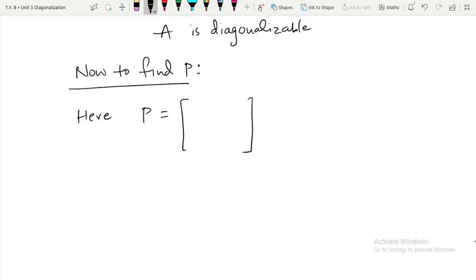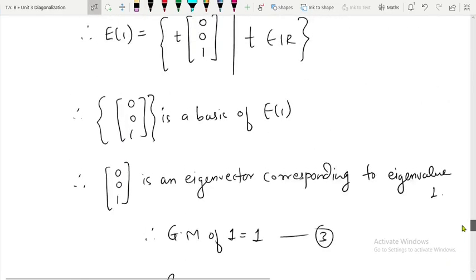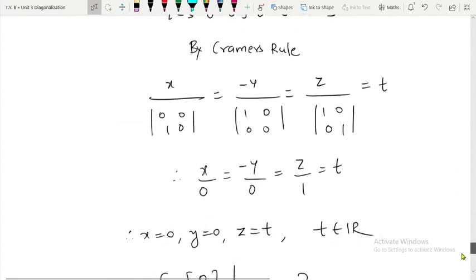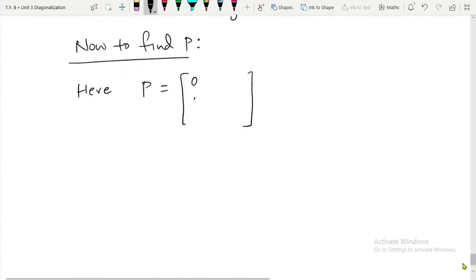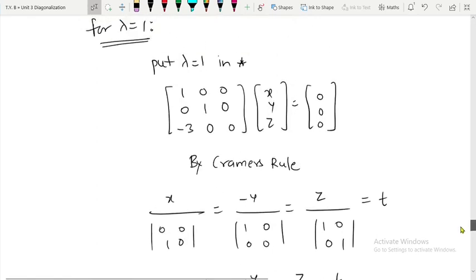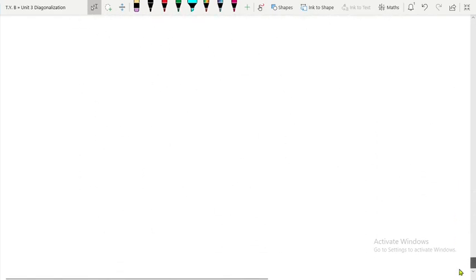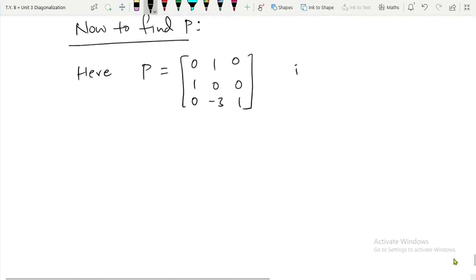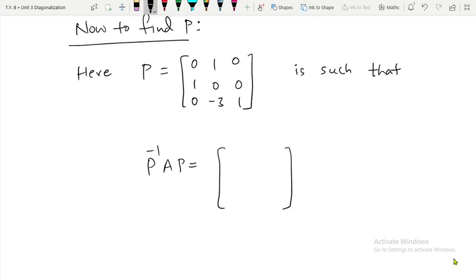simply put the eigenvectors, whatever eigenvectors you got, in column form. First of all, corresponding to 0 I got 0 1 0 and 1 0 minus 3, and 0 0 1 was the other one. Let me check it once again. 0 1 0, 1 0 minus 3, that's right, and the last one is 0 0 1. Here P is equal to this, such that, now this is important, P inverse AP is equal to the diagonal matrix. But which diagonal matrix? This is the question, and you should be careful.